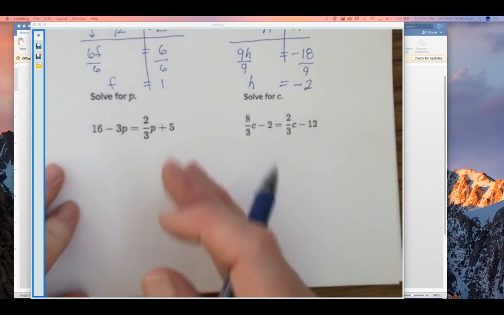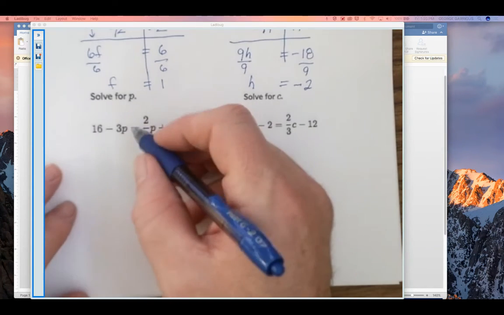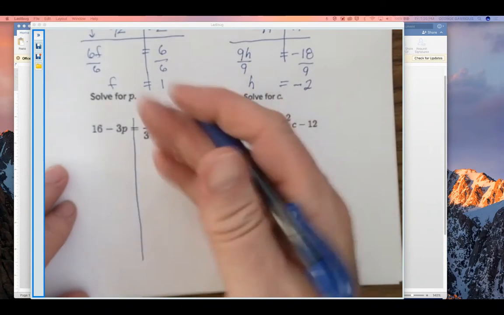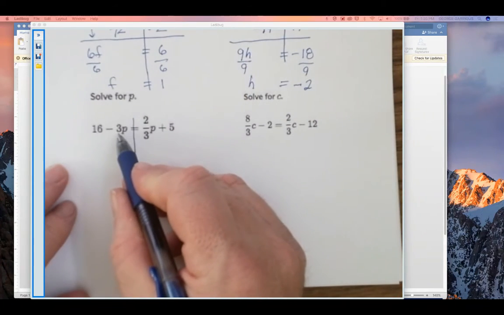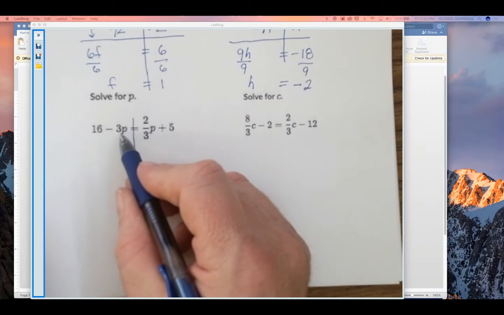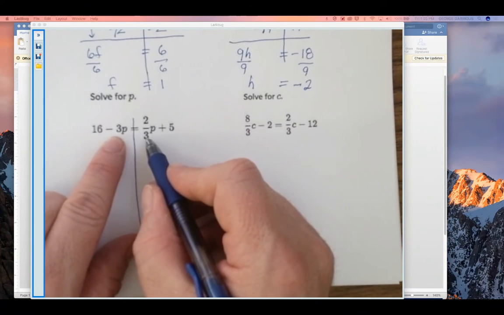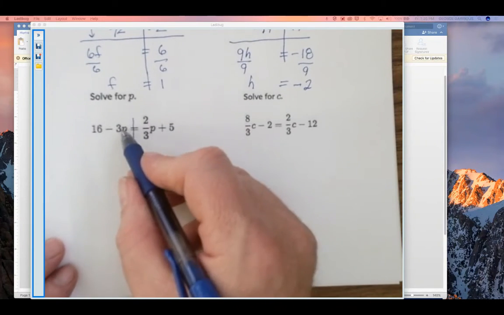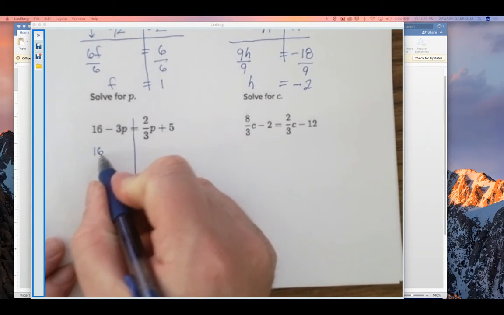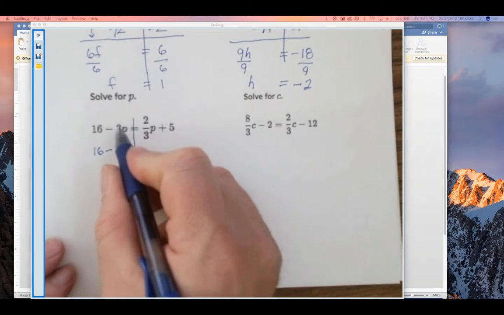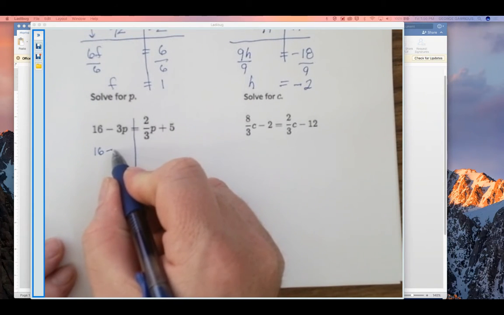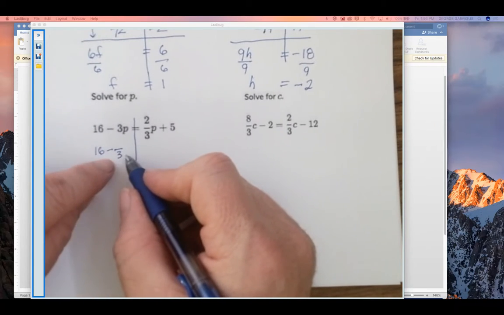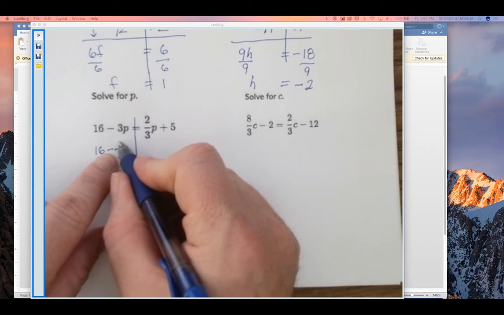Now we have a bit of fractions here. That's pretty exciting. We still want to build our barrier here. Now this is an integer, but this is in a fraction. I'm going to be able to combine these together only if I have a common denominator. Let's rewrite this. 16 minus, we're going to change this into thirds. So the equivalent of 3 in thirds, we need 9 thirds.